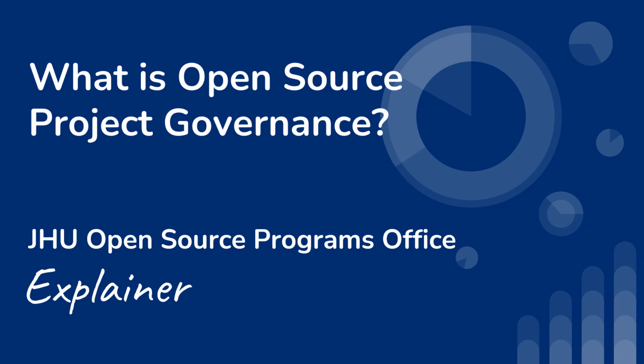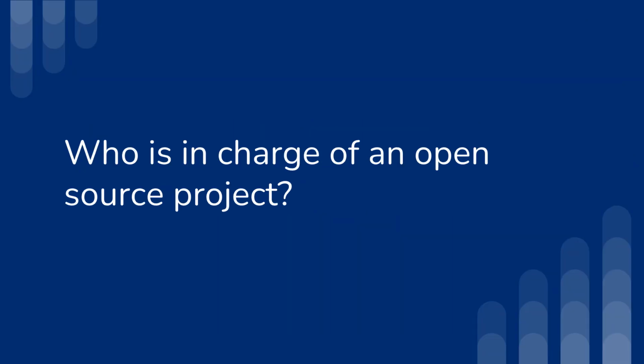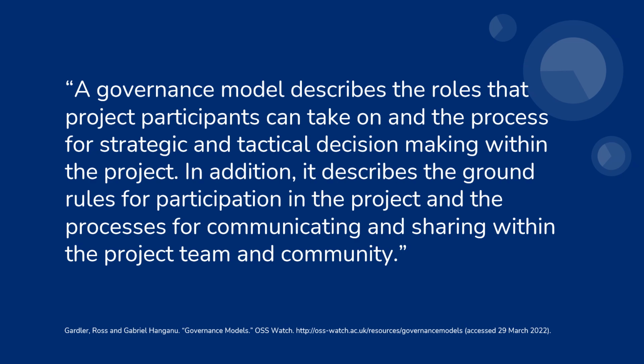Today's explainer: what is open source project governance? Open source software is software with publicly available source code that is licensed to allow use, inspection, modification, and distribution by anyone. So, who is in charge of an open source project? A governance model describes the roles that project participants can take on and the process for strategic and tactical decision-making within the project. In addition, it describes the ground rules for participation in the project and the processes for communicating and sharing within the project team and community.